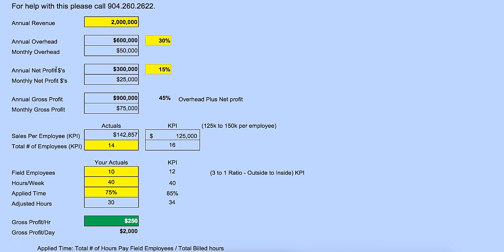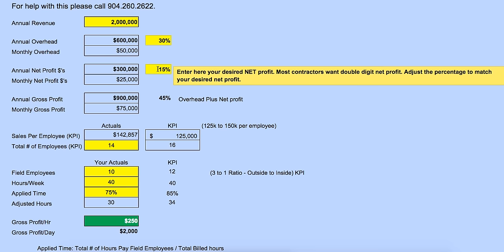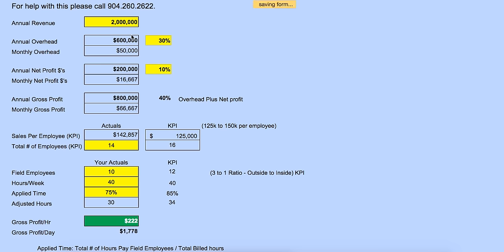All right. Next thing you want is to know what is your anticipated profit. Let's just say we want to make 10% net profit for the year annually. That means that on $2 million, I'm going to make $200,000. That's $16,667 a month. We know that gross profit is overhead plus net profit, so the $600,000 plus the $200,000 is $800,000. So 30 plus 10 is 40. So my overhead plus net profit, or my gross profit, is 40%. Monthly, that's $66,667.